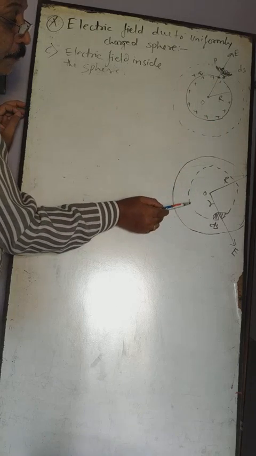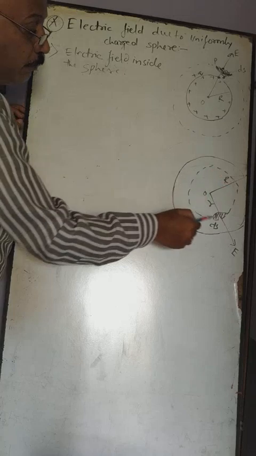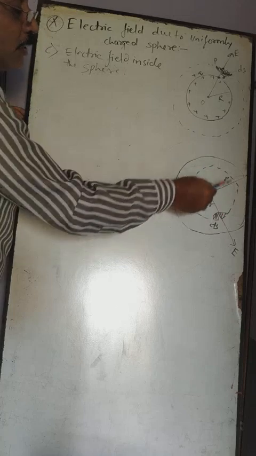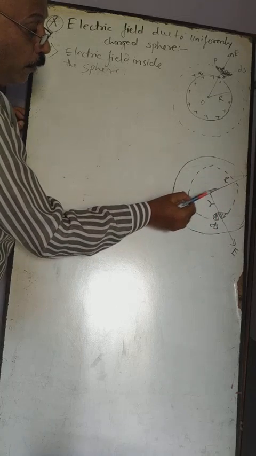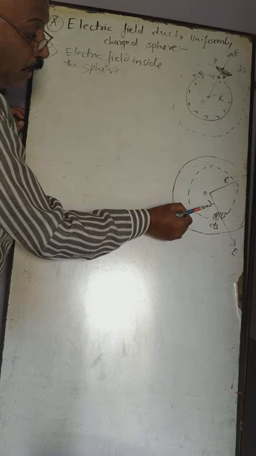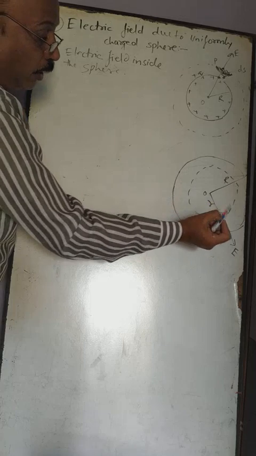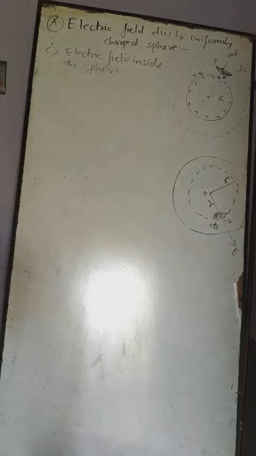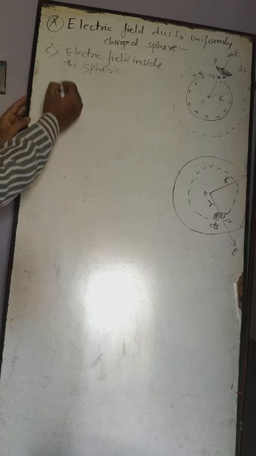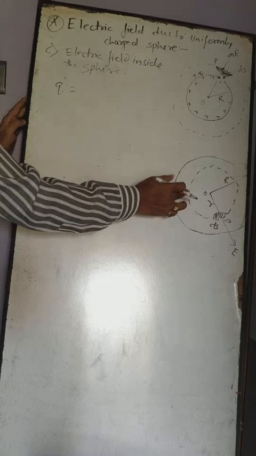In this figure, the dotted line is the Gaussian surface. This is a sphere. At the center it is O, the radius is capital R, and there is a small r. Now from here you take the point P, which means inside the sphere. According to the Gaussian theorem, what happens? Q dash is equal to, that is Q dash.